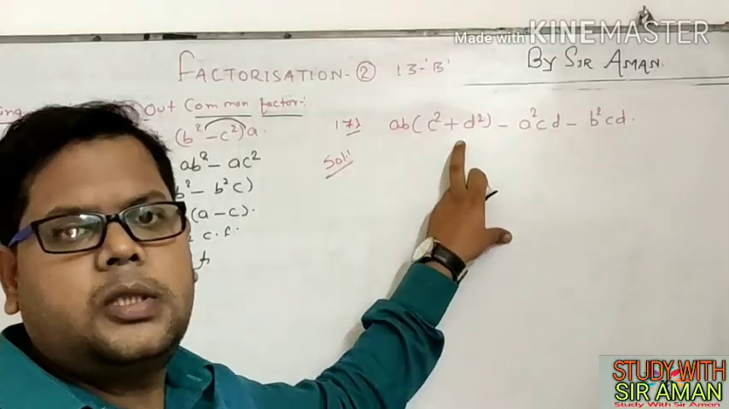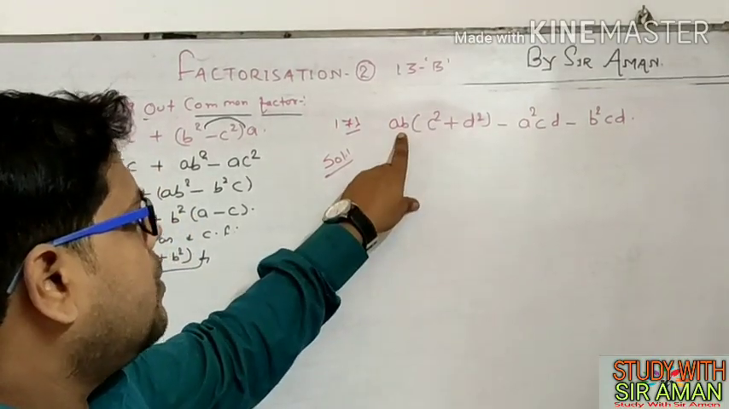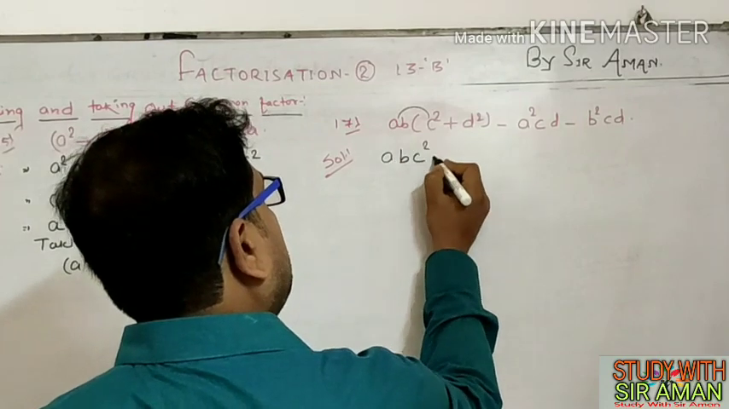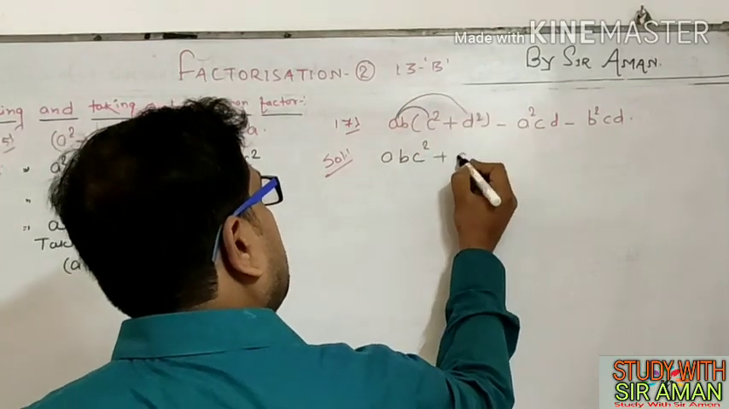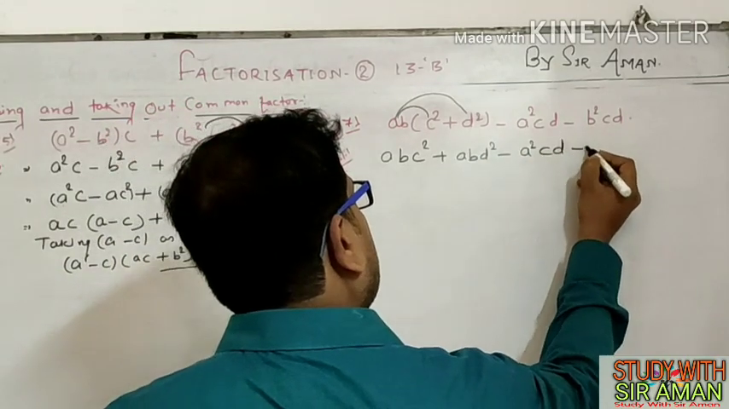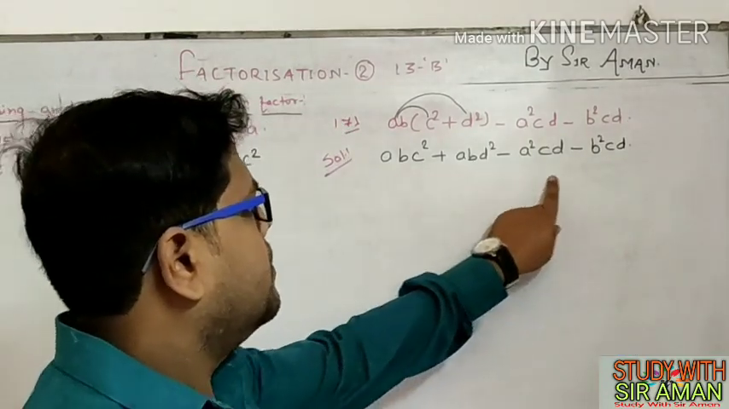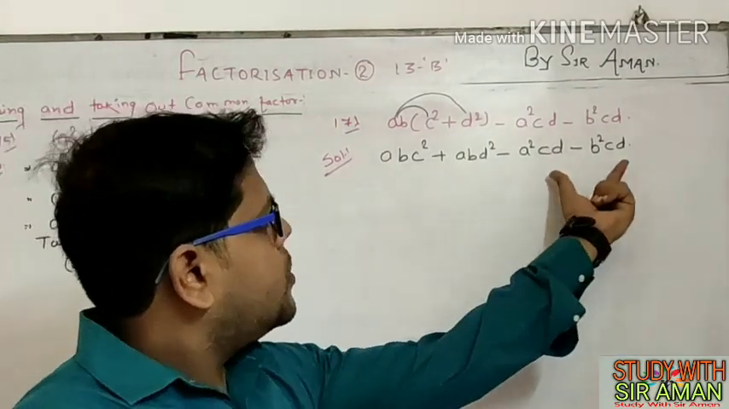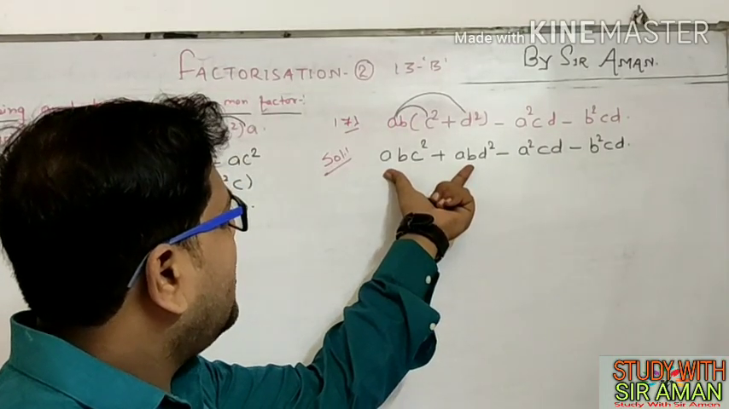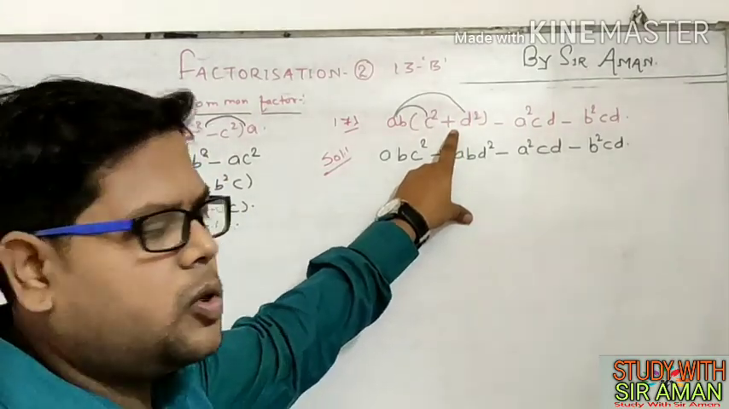Okay. Question very interesting, conceptual question. How to solve this? First you check, we have to multiply this. Multiply the first term a, b, c², multiply the second a, b, d², minus a²cd, minus b²cd. Now in this fourth term we will make two terms common. In these two terms is anything common? If you take common here, the same question will come out. It means we have to arrange the question.